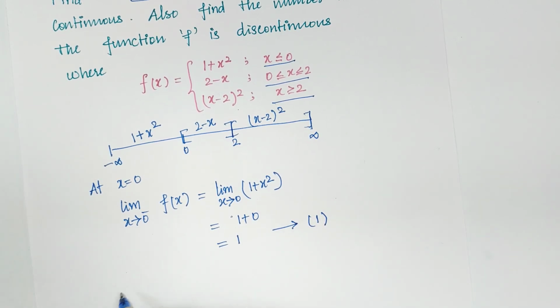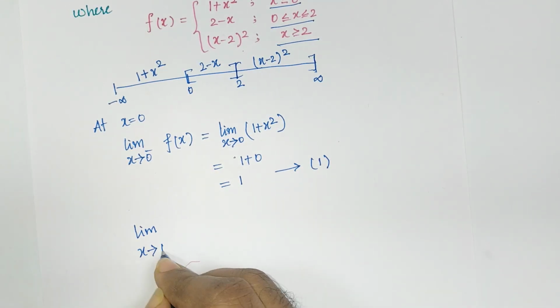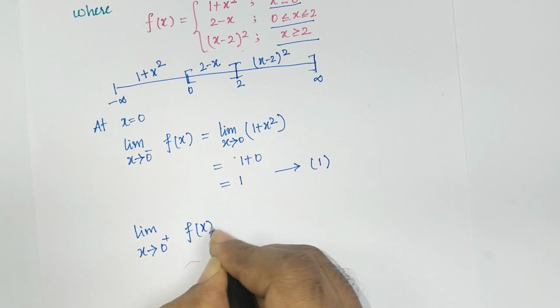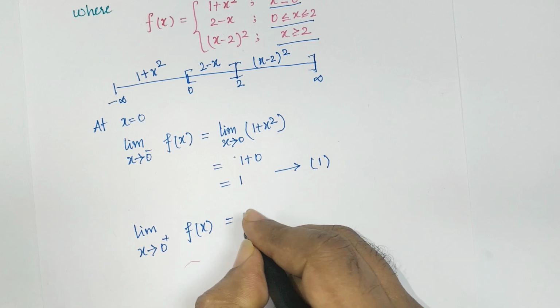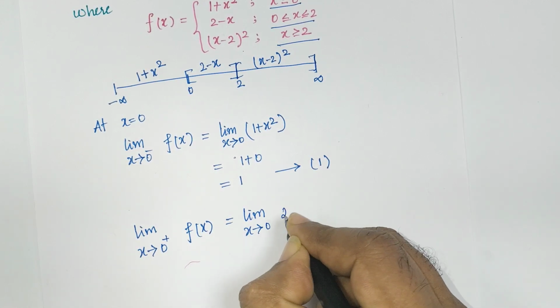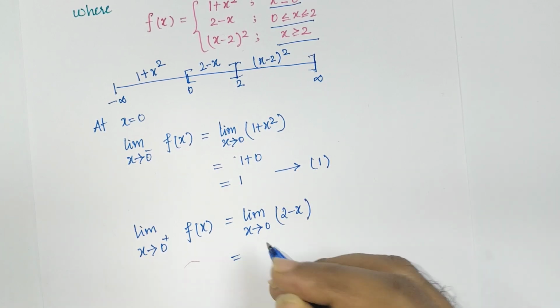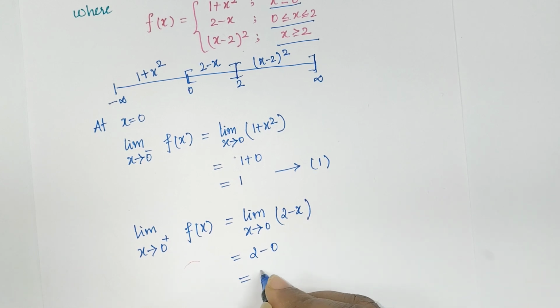Okay, and then next, limit x tends to 0 plus, that means right hand side f of x. The right hand side function at 0 is 2 minus x. I'll write here limit x tends to 0, 2 minus x. Here substitute x equal to 0, 2 minus 0. So the answer is 2, which is equation number 2.